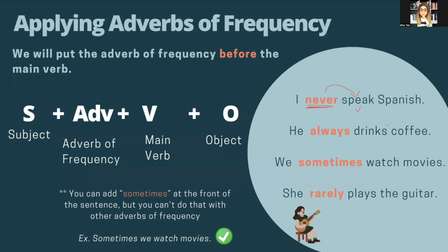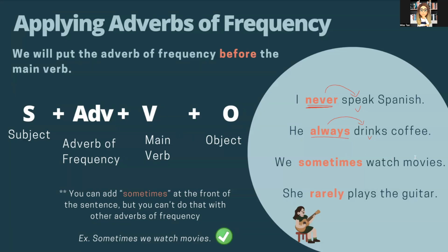He always drinks coffee. Now in this case, again, we're following the same format. We have our subject, he, then our adverb of frequency comes right after, and then the verb is after that, and the object is after this. And the word always is telling us about how often we're doing the action of drinking coffee. And that's our verb. So that's why it should go right before. We sometimes watch movies. Same pattern here. She rarely plays the guitar. Same pattern here.